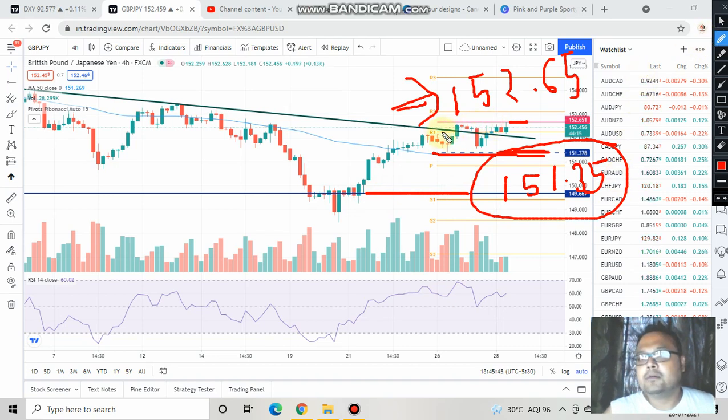So right now this is your no trading zone. This is a no trading zone because the market is flat right now. You do not have any clear idea whether the market will go up or down.